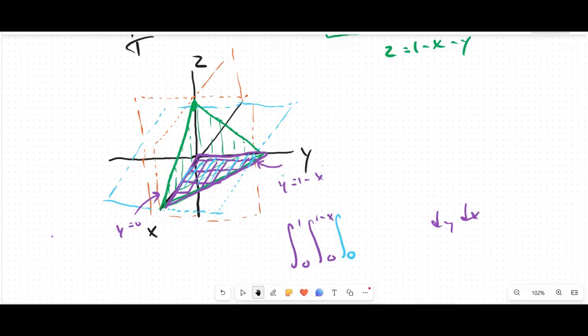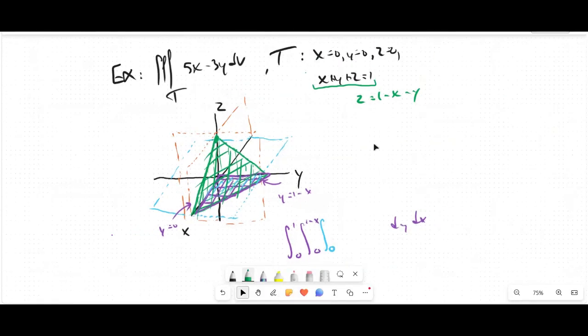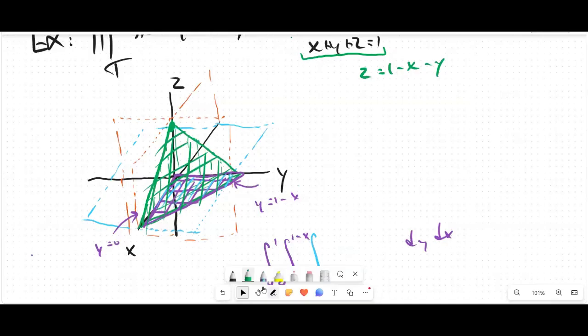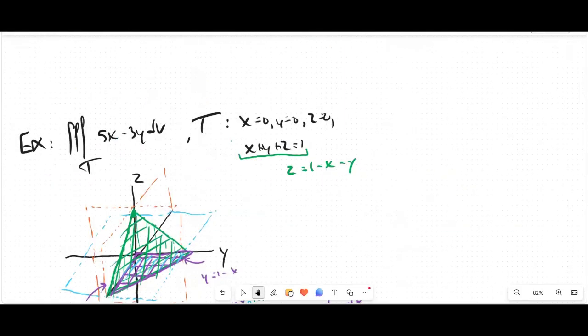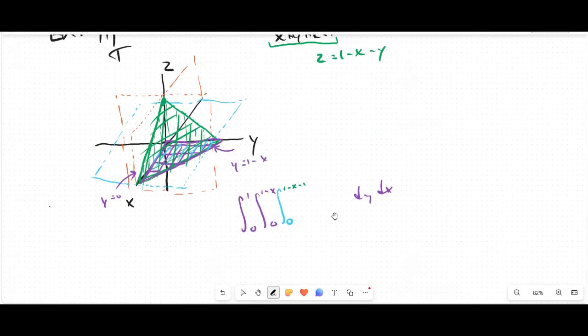What is the top of the shape? The top of the shape is the thing we took so much time trying to figure out how to draw. It's that green plane there. What is that green plane? It's z equals 1 minus x minus y. Throw that bad boy in there. 1 minus x minus y. And so this is correct. And then what did they ask us to integrate? 5x minus 3y. So that's dz on the inside and 5x minus 3y. Okay, so this is correct here. We can evaluate it.